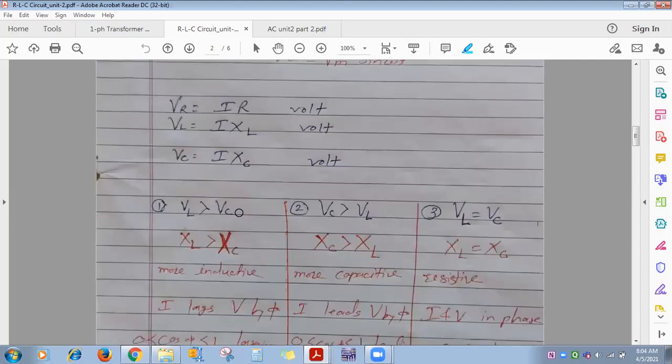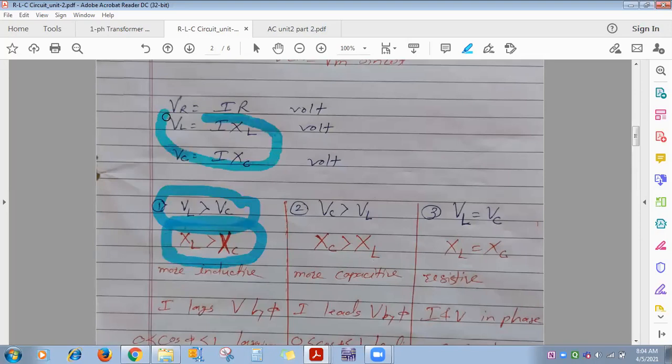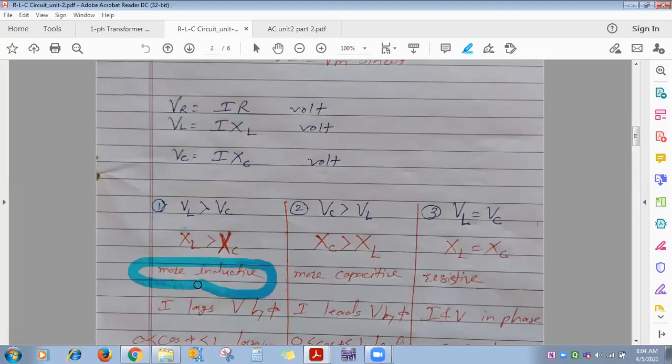Whenever you draw the phasor diagram and you find VL is greater than VC, what can you say? XL is greater than XC, because these are the formulas for VL and VC. The circuit is said to be more inductive in that case. And for series RL or a purely inductive circuit, we have seen current always lags voltage. So here also current will lag voltage by an angle phi, and that phi you will find from the phasor diagram; it will be between 0 and 90 degrees.